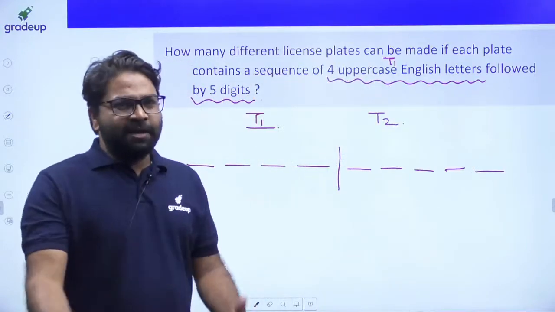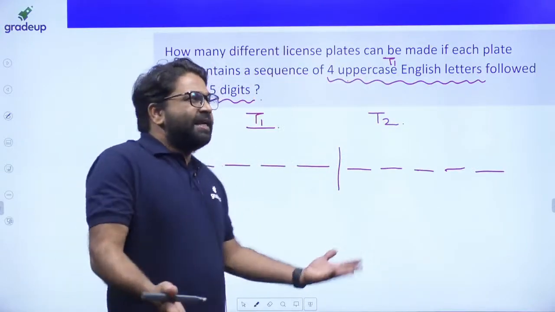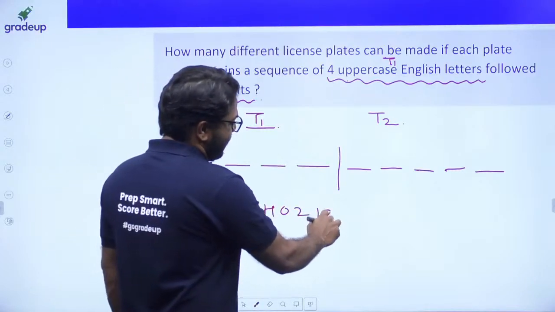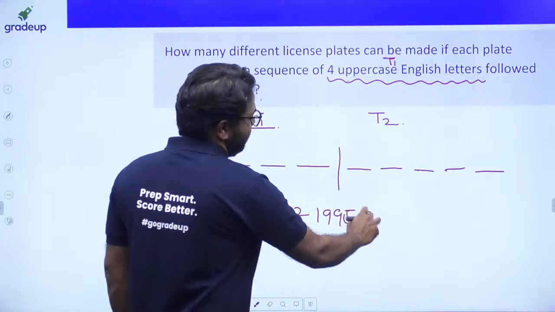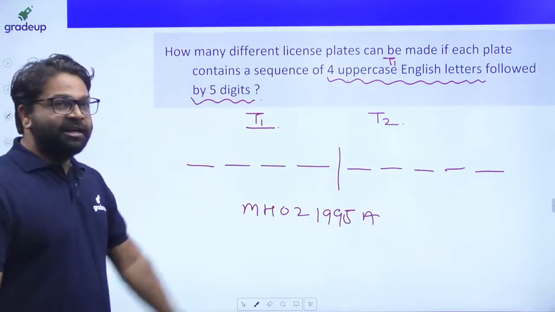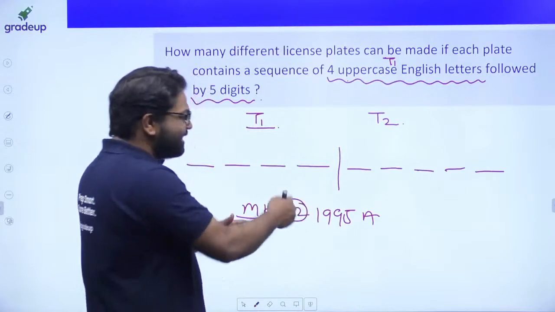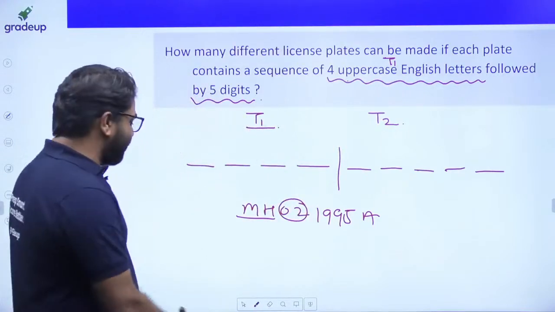See, you may have seen number plates like MH021995A. This is just a random one. And see, these 2 letters are followed by 2 digits. In this way, I have designed one particular question.